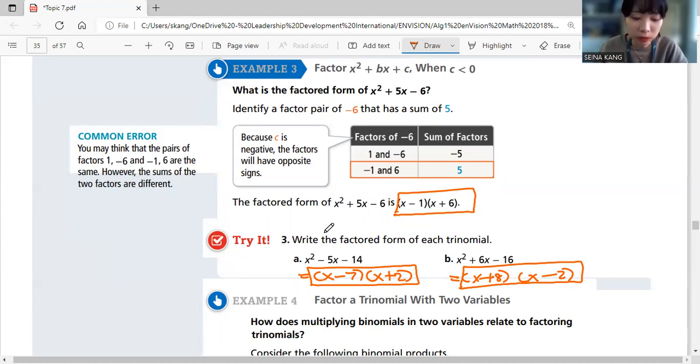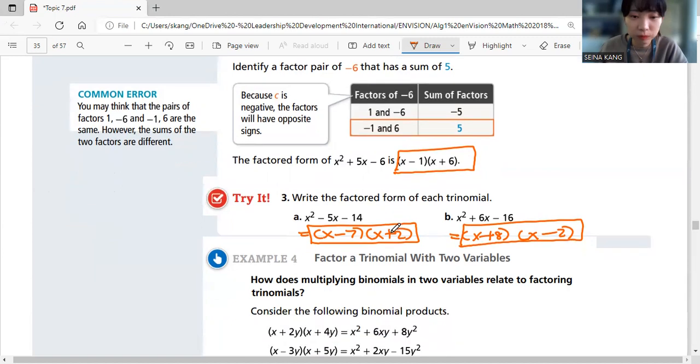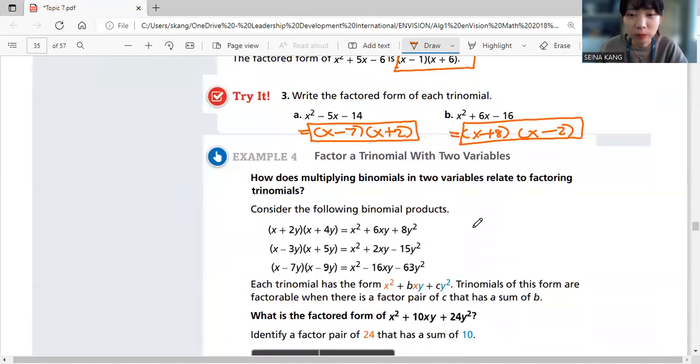And now let's move on to example 4. Factor a trinomial with two variables. How does multiplying binomials in two variables relate to factoring trinomials? So consider the following binomial products. Binomial products don't always have to be x and a constant, right? So what if x plus 2y is multiplied with x plus 4y? That's equal to x squared plus 6xy plus 8y squared.